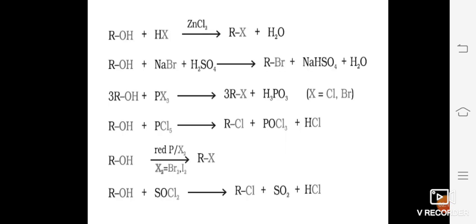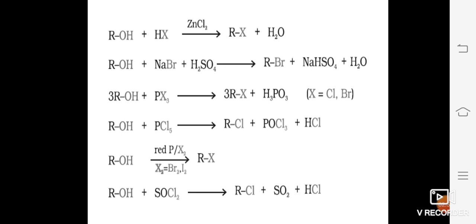In the next slide, we study an alcohol, that is ROH, plus a halogen acid. The halogen acid can be hydrogen chloride, hydrogen fluoride, hydrogen bromide, or hydrogen iodide. In the presence of zinc chloride, we get the alkyl halide and water. So the OH group is easily removed and substituted by the halogen X.